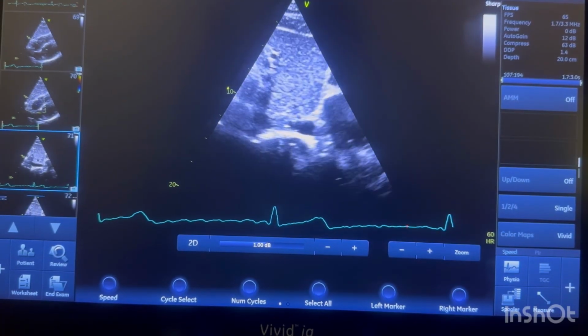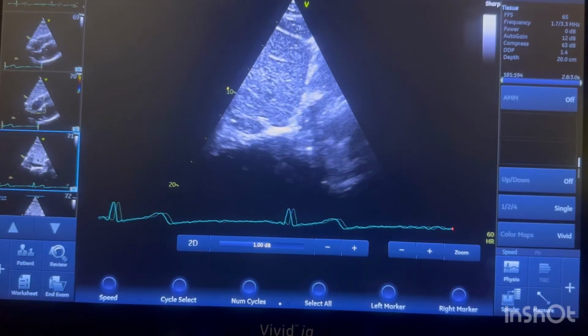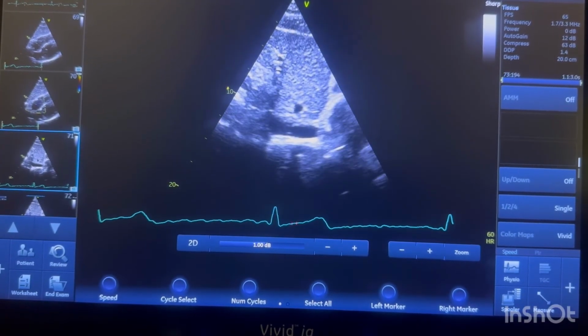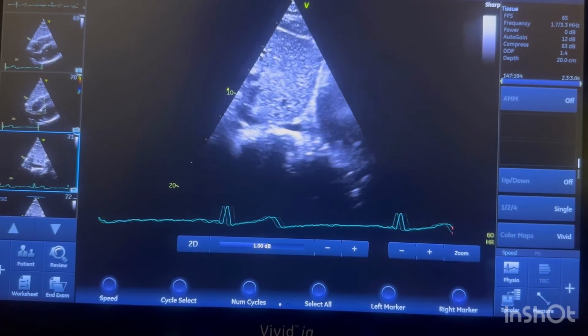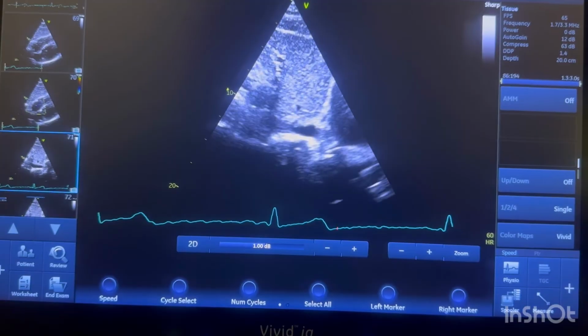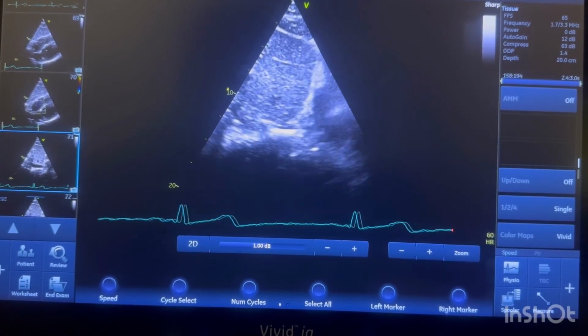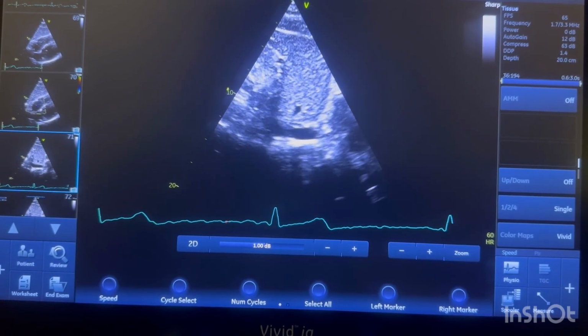Now we came into the IVC. So recording of IVC is a very important thing. When you are recording the IVC, you should not follow your normal pattern. For example, your machine is recording 1 beat or 2 beats. No, for the IVC, you need to have at least 4 or 5 beats, just to show whoever is reading, or to yourself, that the IVC is collapsing properly.